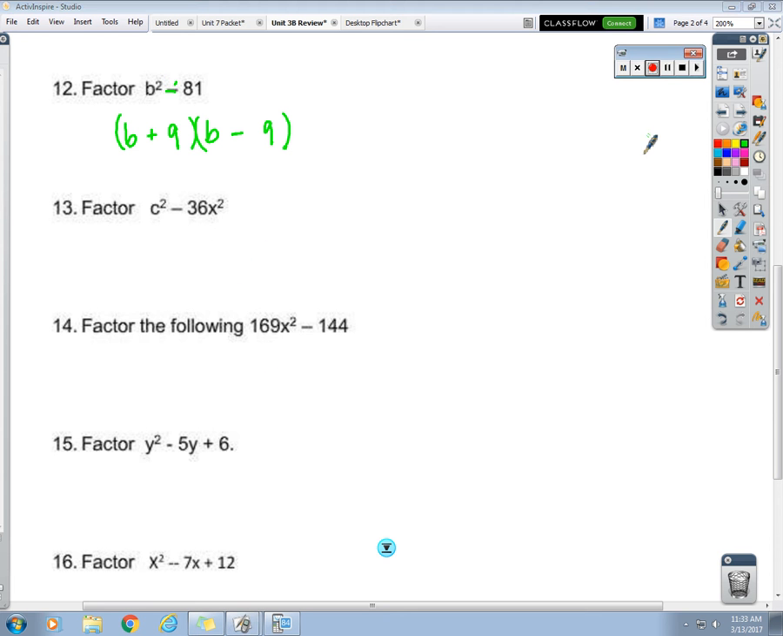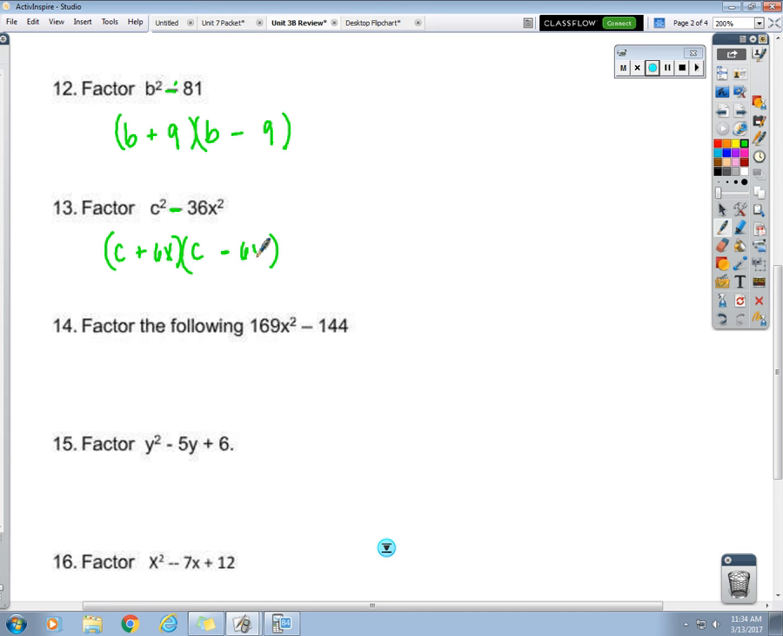13 and 14. 13 is another special case. It's a difference of two squares. Difference for obvious reasons, and then each of these terms are perfect squares. So anytime you're dealing with a difference of two squares, you're going to end up with two binomials that are almost identical except for their signs. Some of you really need to wake up and pay attention. To get c squared, you do c times c. To get 36x squared, you do what times what?